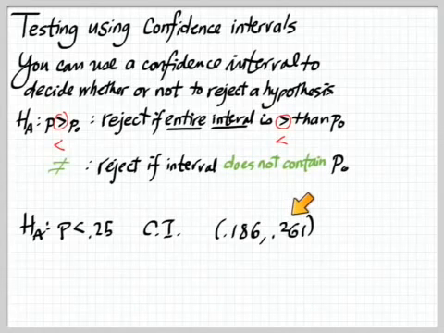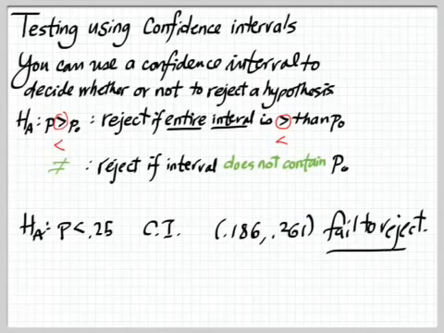0.25 is actually in this interval. 0.26. The top end of the interval is 0.261. So in this case, we would fail to reject. We couldn't conclude what we wanted to conclude, our alternate hypothesis, because the confidence interval was not in its entirety below 0.25. According to this confidence interval, the null hypothesis value of 0.25 is still plausible.